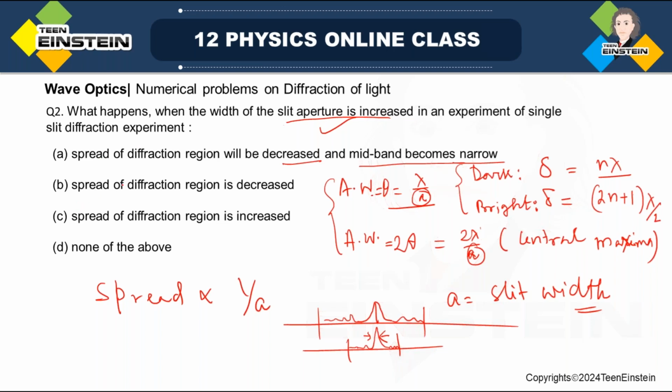Let us see the other options. Spread of diffraction region is decreased, this alone is fine. Spread of diffraction region is increased, this is not correct anyway. None of the above. I think you can go for the more appropriate answer, but this is also correct: spread of diffraction region will be decreased. That is also correct. So the most appropriate answer will be this one: the spread of the diffraction region will be decreased and mid band becomes narrow. Okay, all right.